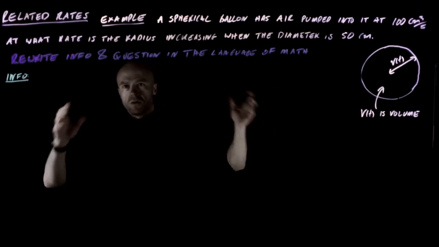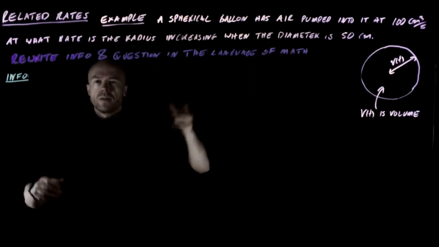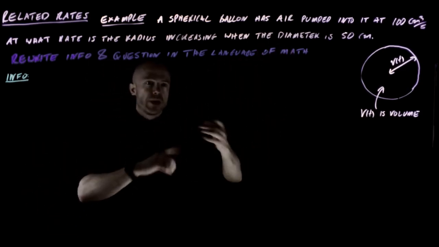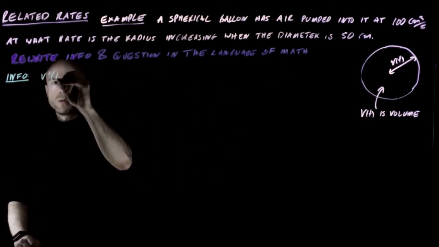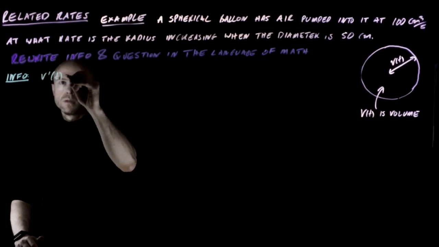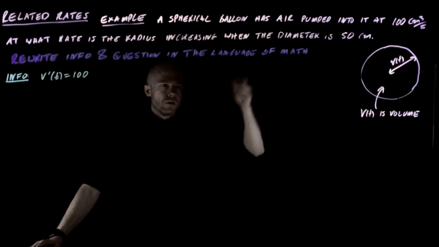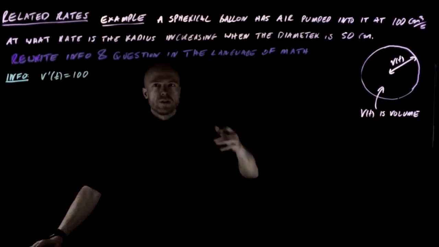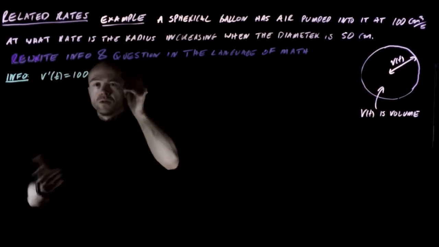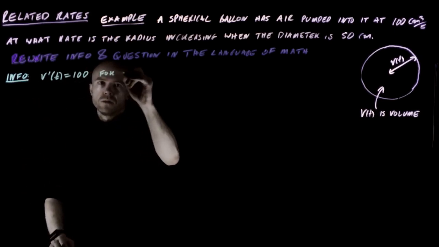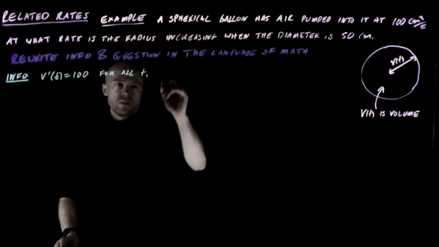So the volume is increasing, and we know the volume is increasing at exactly this rate, and this is given in terms of rate of change with respect to time. So the way to express this is v prime of t is equal to 100. Obviously, if we keep pumping air into a balloon, it eventually explodes. But that's just information. Until that happens, this thing is holding true. So we're going to write for all t.